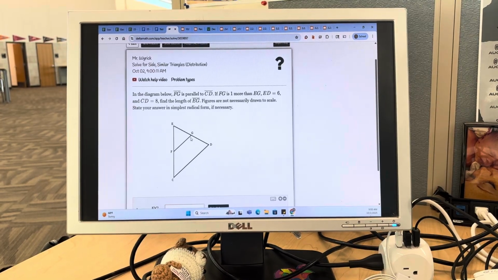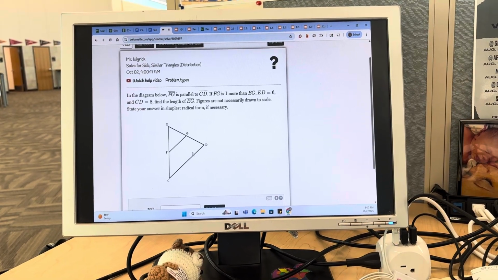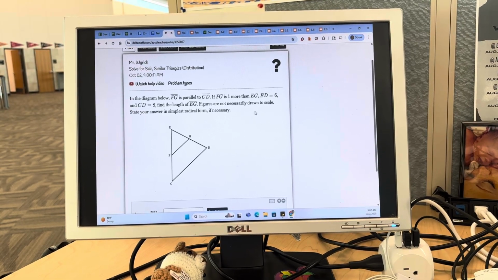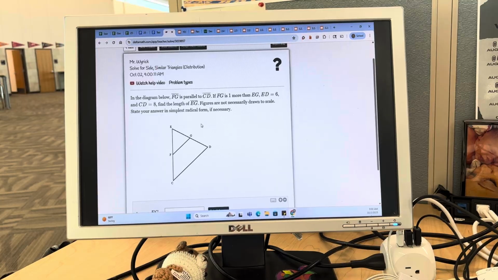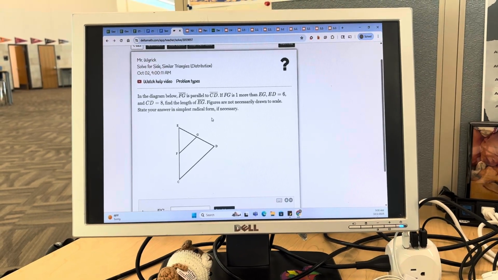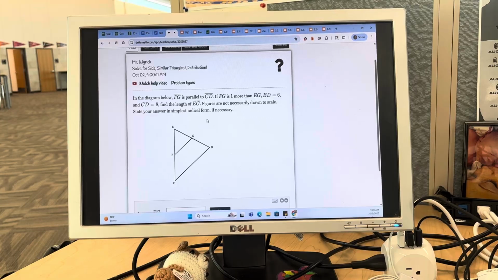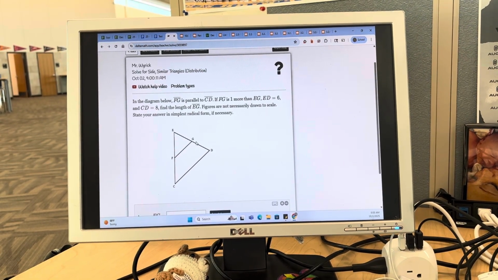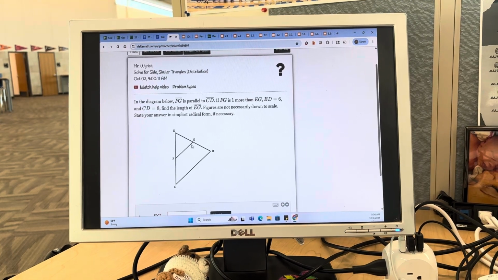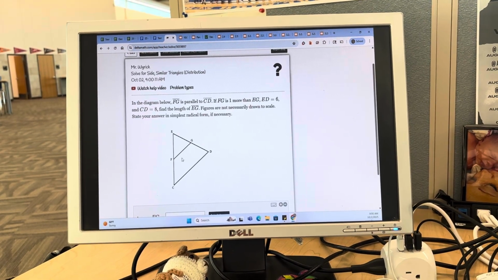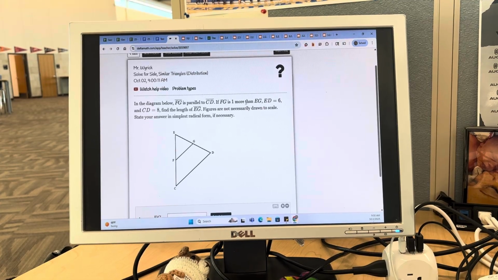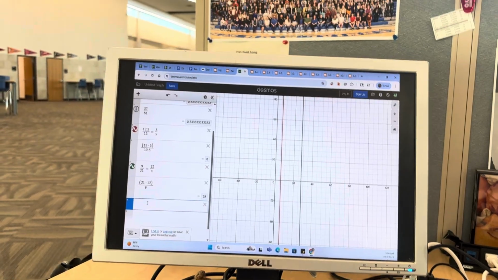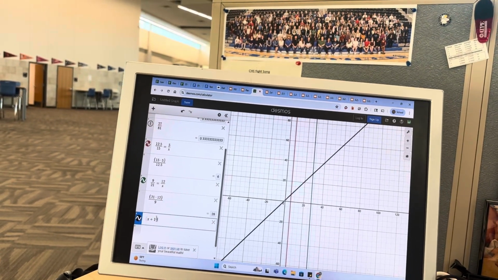This one, same thing. FG is parallel to CD. If FG is 1 more than EG and ED is equal to 6 and CD is equal to 8, find the length of EG. So this one here is going to be a little tricky. So I've got FG is 1 more than EG, right? So that means I've got to put small over big. They don't tell me what FG is. They just tell me it's 1 more than EG. So in Desmos, I'm actually going to write that as X plus 1.